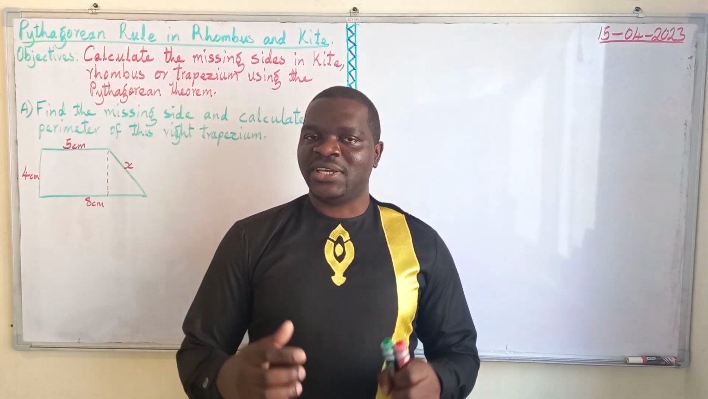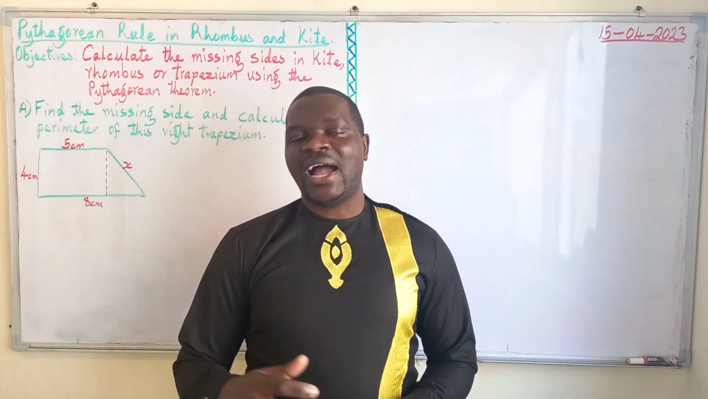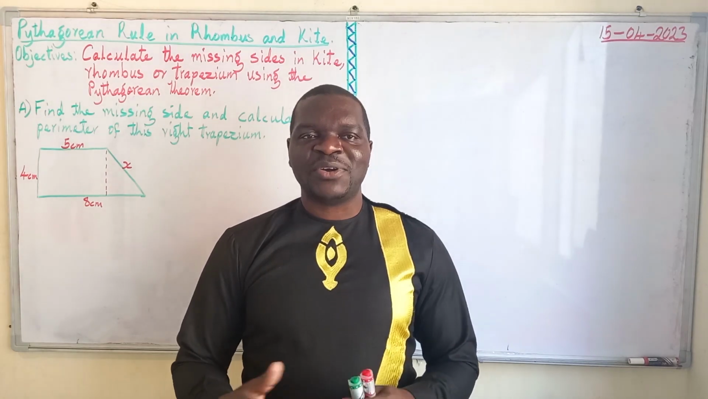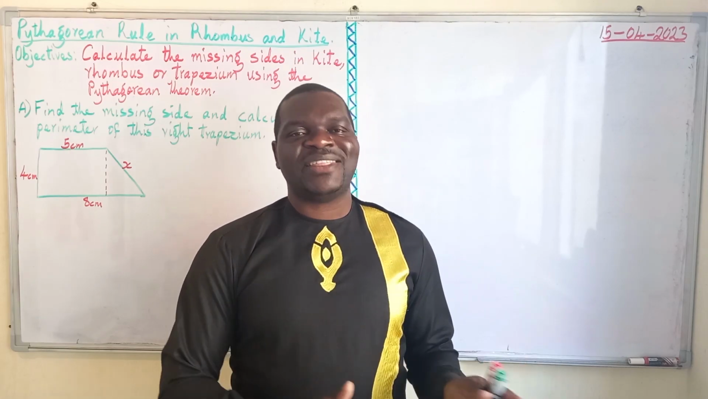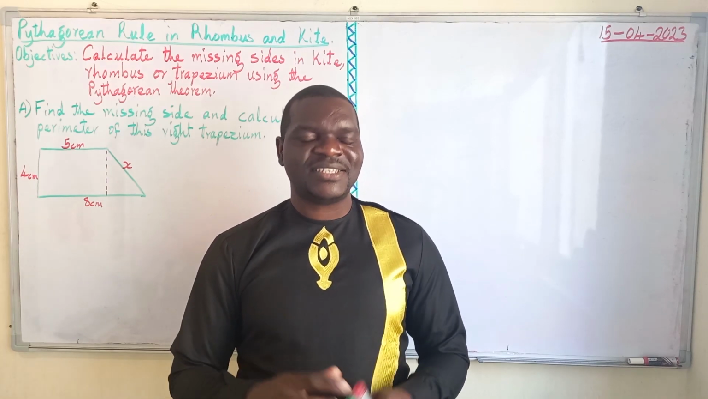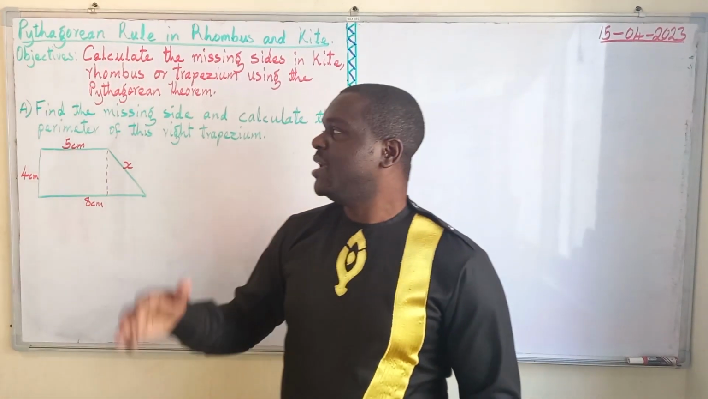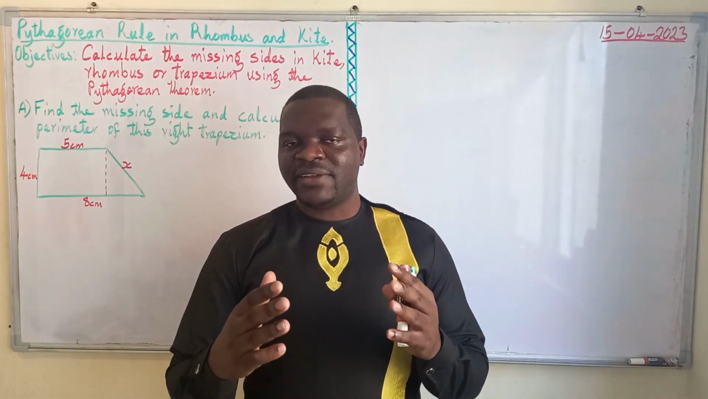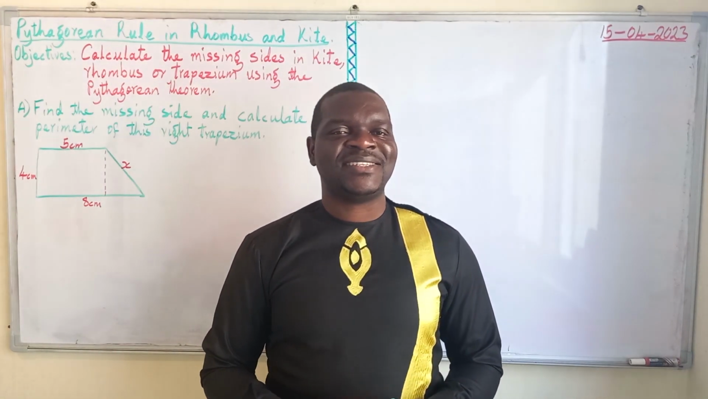Last lesson, we discussed how to solve the different aspects of a triangle, and we also looked at the Pythagorean theorem. We promised you before that we are going to come back to kites and rhombus to be able to apply the Pythagorean theorem to solve the different aspects, especially the side of this shape. Today we are going to look at how we can apply the Pythagorean theorem in a kite, a rhombus, or a trapezium. And with this, if we can find this missing side, we'll be able to find the distance around this shape, or better still, the perimeter.